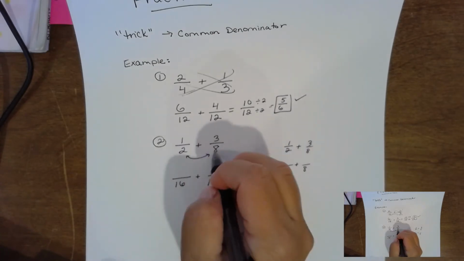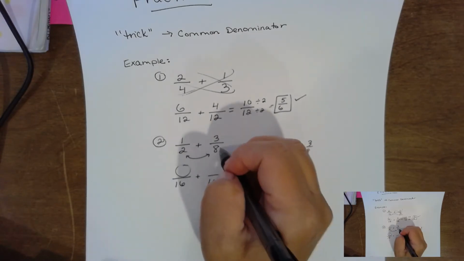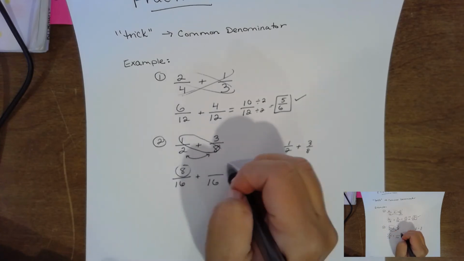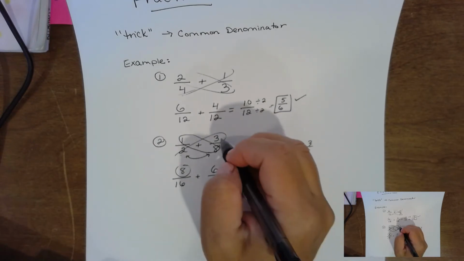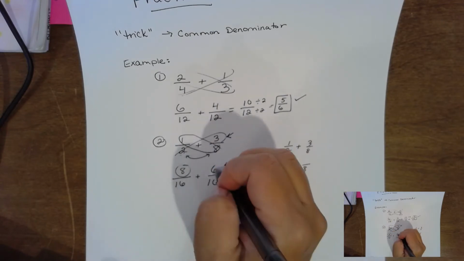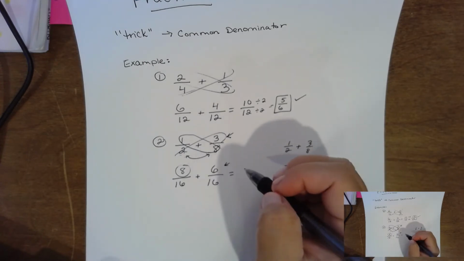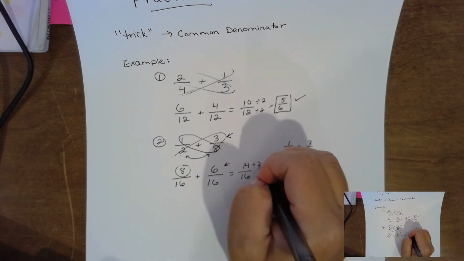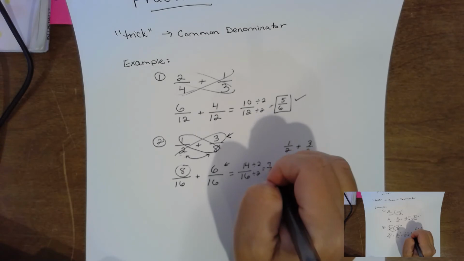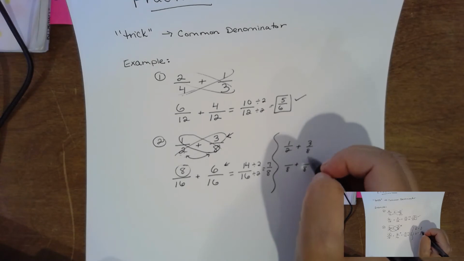So if I multiply 2 times 8 to get 16, I can use the trick here. To find this value, I would have to multiply 8 times 1. And to get this value, I would have to multiply 2 times 3. So it's almost like this fraction corresponds to this fraction. So the 2 and the 3 would have to multiply to get this numerator. So 14/16, and then you can reduce, was it 7/8?